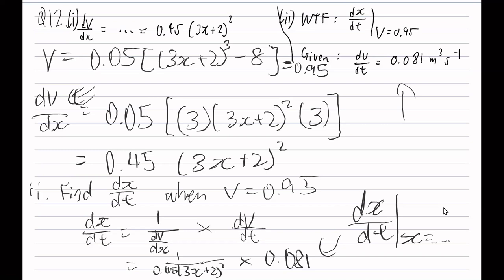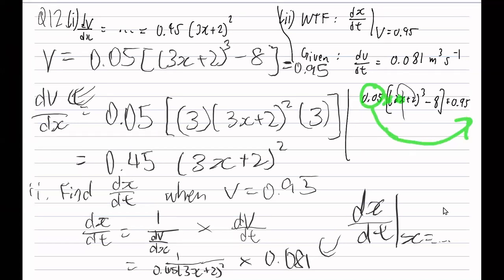Actually, I'll show you how to solve this without a calculator. Don't erase anything. Let me copy down first: 0.05 times 3x plus 2 cubed minus 8 equals 0.95. You can peel off layer by layer to reach x. Here, 0.05 is a multiplication, so bring it over and it becomes a divide, leaving whatever is inside. It equals 0.95 divided by 0.05, so it's 19.